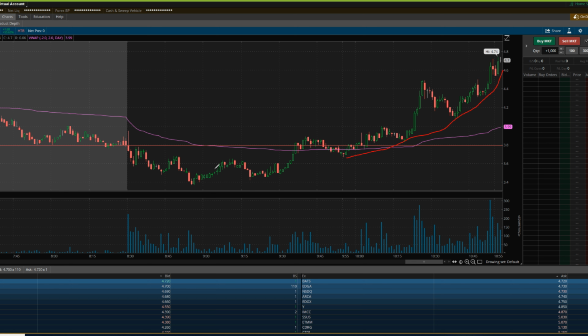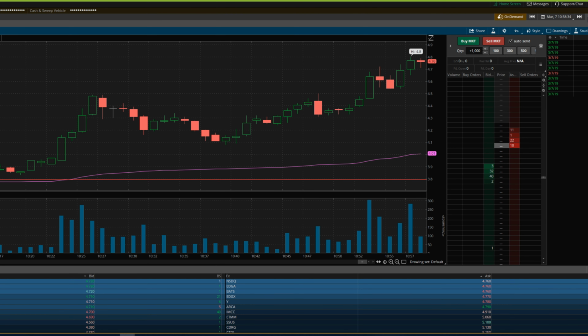So here it wouldn't have worked. Here it's not going to work as well. But when we get a long-term parabolic curve, we see volume start to come in as confirmation. That's when we're ultimately going to start looking for these. We see the parabolic curve and we see volume start to come in. That's when we're really going to look at attacking these.